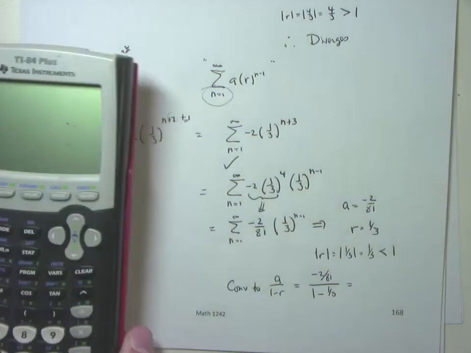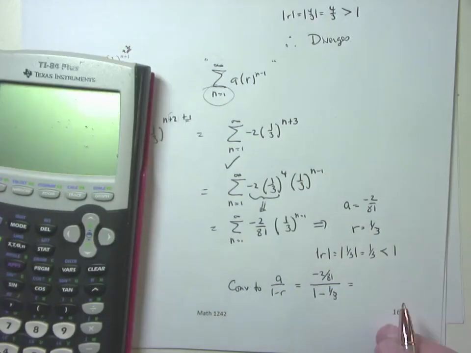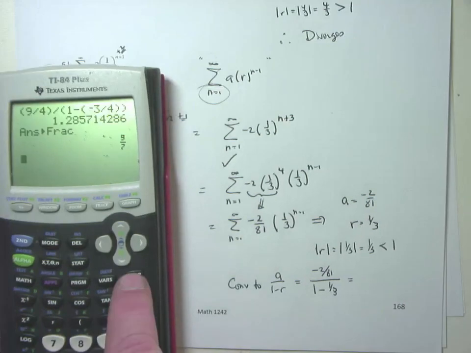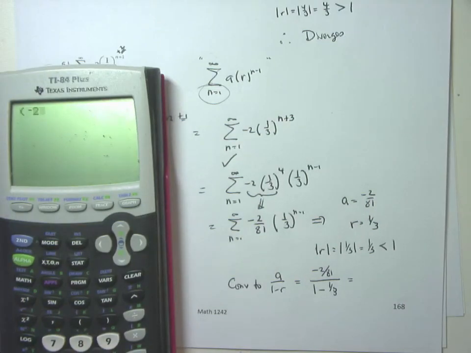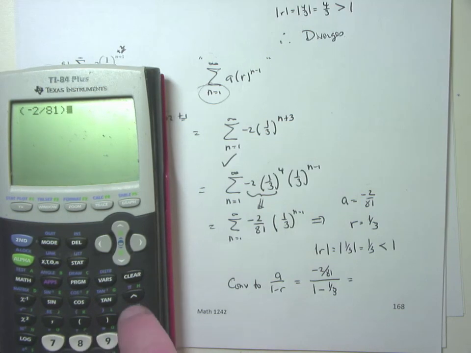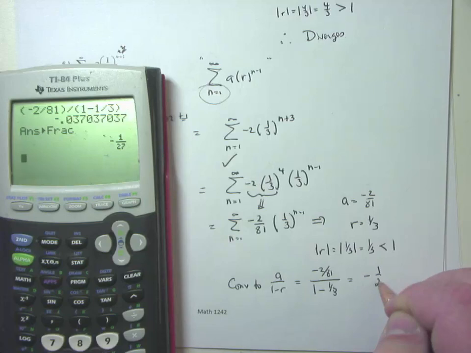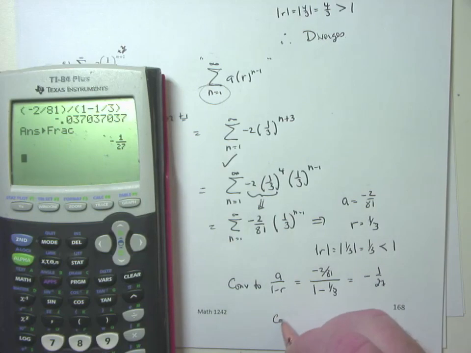And again, I'm going to put this on the old calculator here so you guys can see this. Parentheses around my numerator, negative 2 divided by 81, divided by parentheses around the denominator, 1 minus 1/3. And I get negative 0.037037. But of course, you know those repeating decimals mean it's a nice fraction. The answer is negative 1 over 27. This series converges to negative 1 over 27.